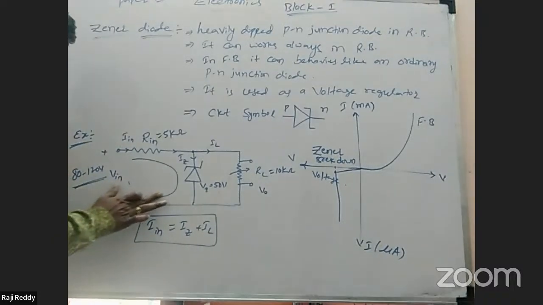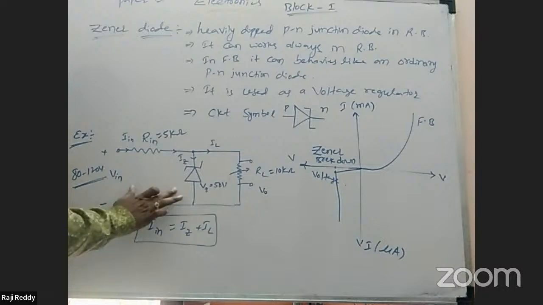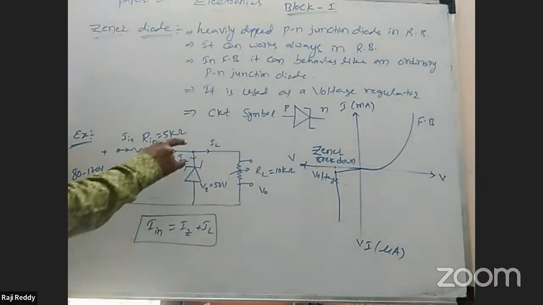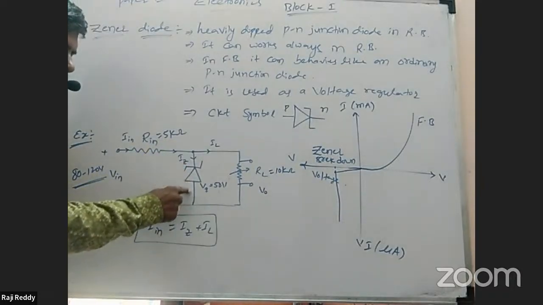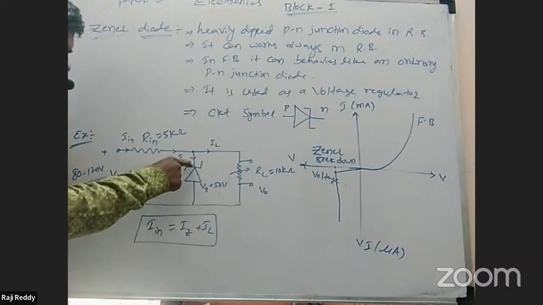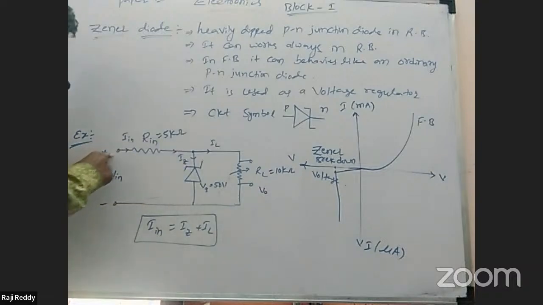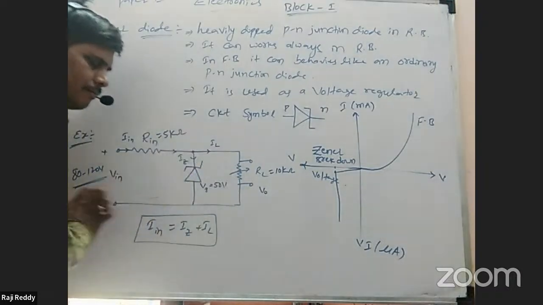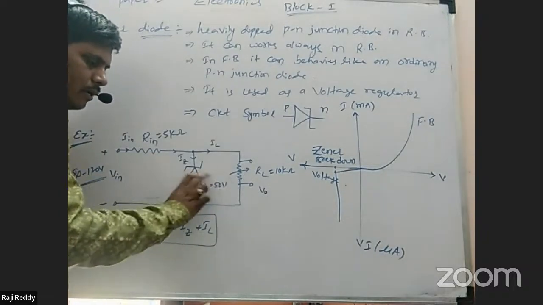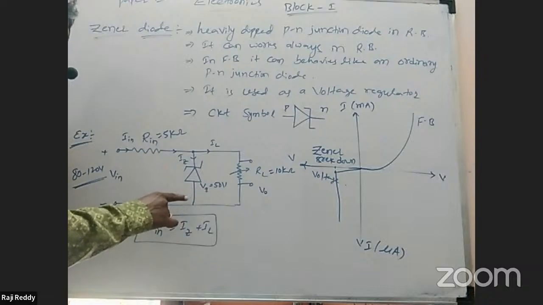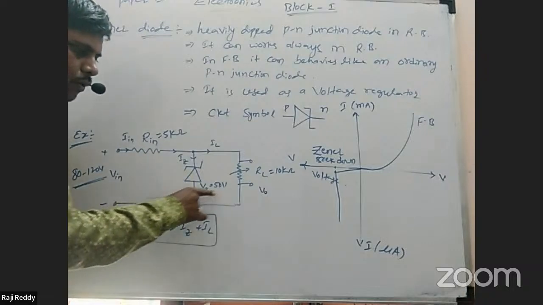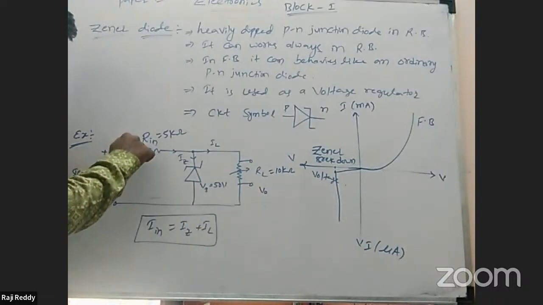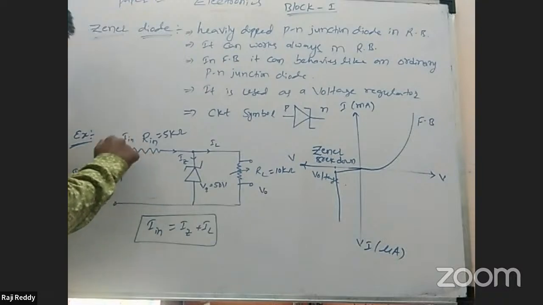One input resistance is connected in series with the terminals of the Zener diode, with the positive region connected to N and the negative region connected to positive. And one more load resistance is connected in parallel to the Zener diode. These two components are in parallel, so the voltage remains constant. The voltage of the Zener diode and the voltage of the load resistance are the same. This is R, the input resistance, and this is the input current.